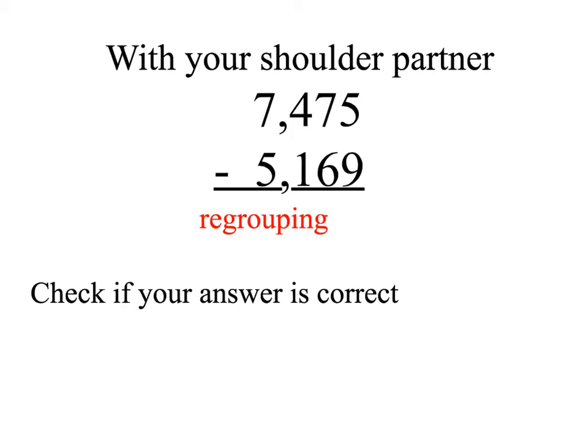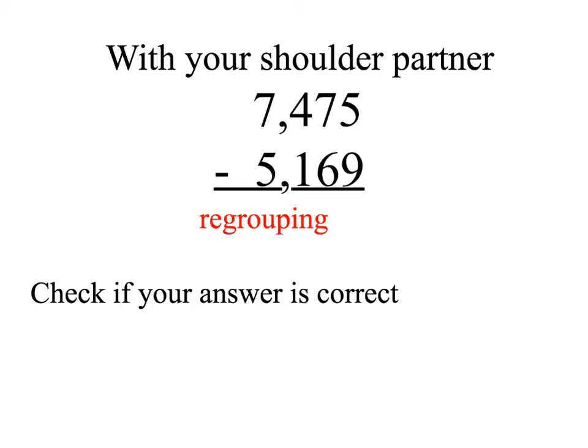With your shoulder partner, I'd like you to solve the following problem. 7,475 minus 5,169. Now this one does have regrouping in it. After that, I'd like you to check your answer with inverse operations to make sure you are correct.